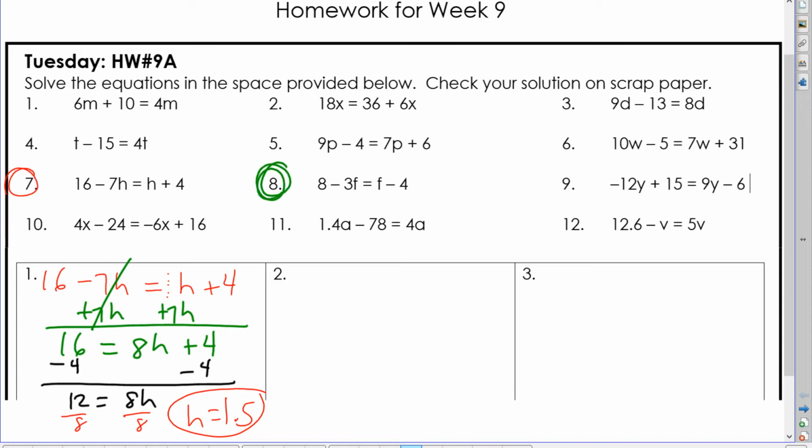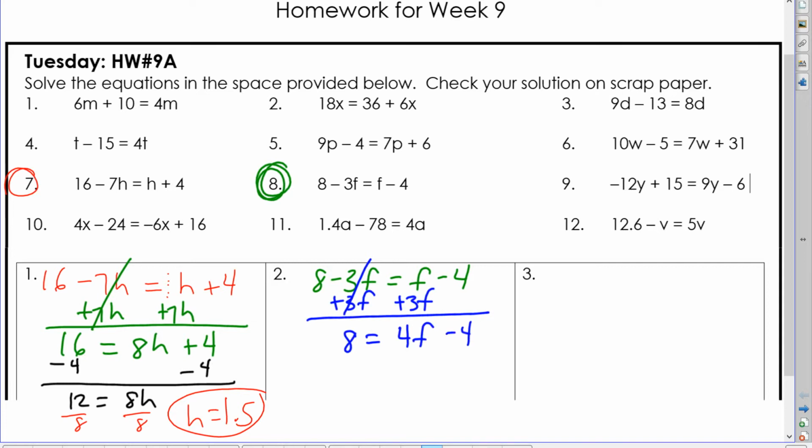All right, let's do number 8. 8 minus 3f is equal to f minus 4. 1f, negative 3f. So this is my smaller number. Negative 3 is smaller. So I'm going to add 3f to both sides. And 3f's plus 1f is 4f. And now I'm going to move this constant. And I get 12 is equal to 4f. And now I'm going to divide by my coefficient. So f is equal to 3.